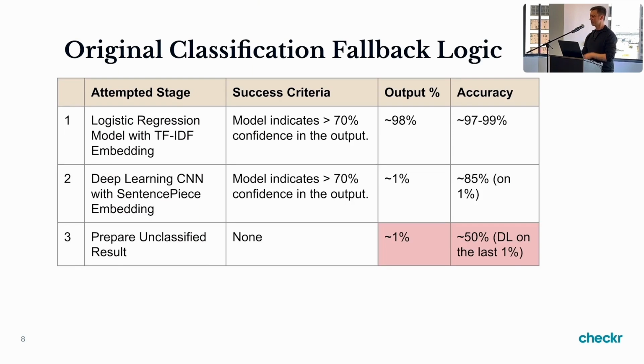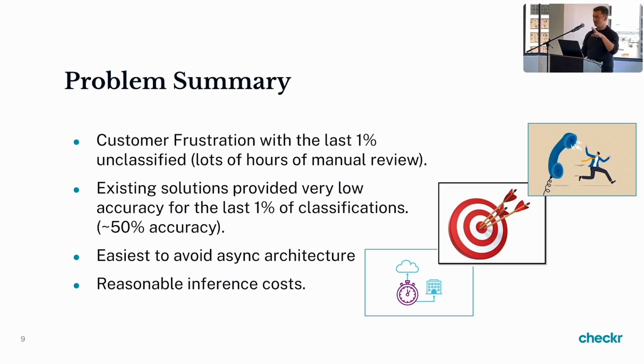And so when I first got onto this project, when I inherited it, right, as we do in industry, we all work on each other's things, there was a logistic regression that was doing 98% of the work. Then there was a deep learning model that was doing 1% of the work. And then there was 1% that was unclassified because the accuracy was really, really low. We can't serve that answer to the customer because it would make mistakes too often and would auto-adjudicate incorrectly, lawsuits, blah, blah, blah. Okay, so just to recap the problem really quick, customer frustration on the last 1%.